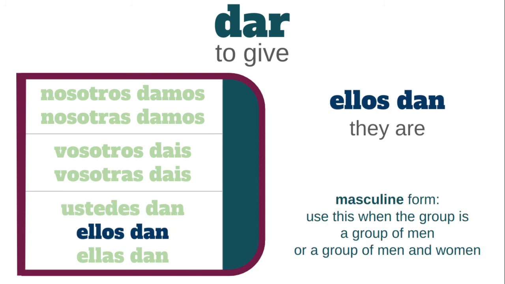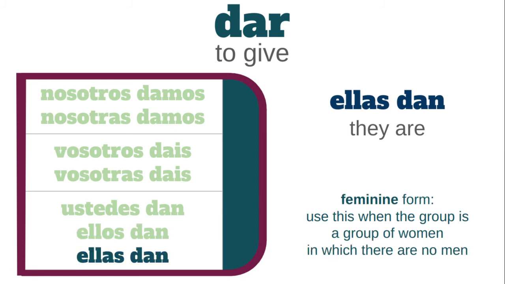Ellos dan means they give. This is the masculine form that you use when you're talking about a group of men or a group of men and women. Ellos dan. Ellas dan means they give when you're speaking about a group of women. Ellas dan.